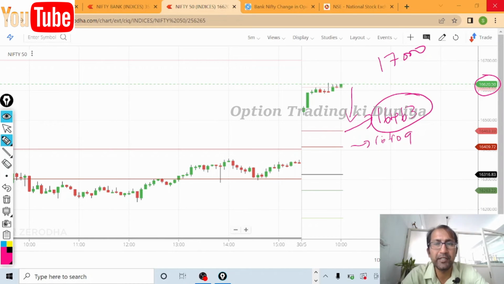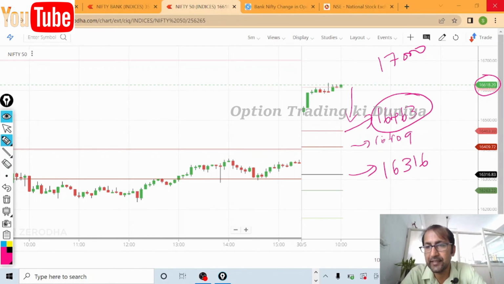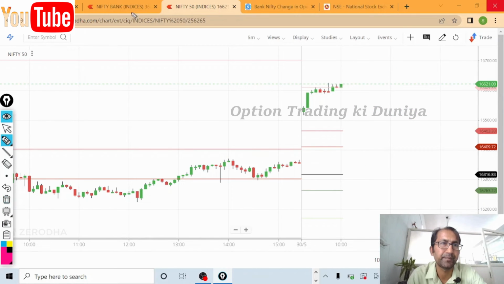The pivot is placed around 16,316. That is the central pivot, and since it has opened with a large gap up, 17,000 is the next target. Now it is at around 16,617. So this is the Nifty view, and let me come to the Bank Nifty view for today.